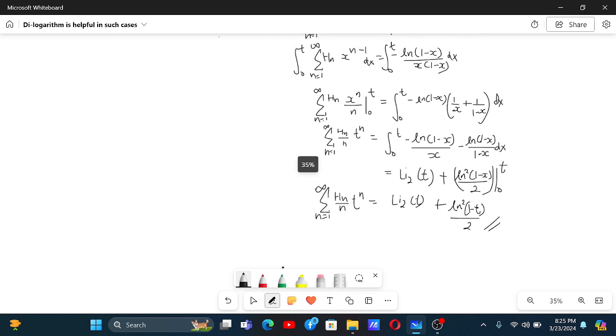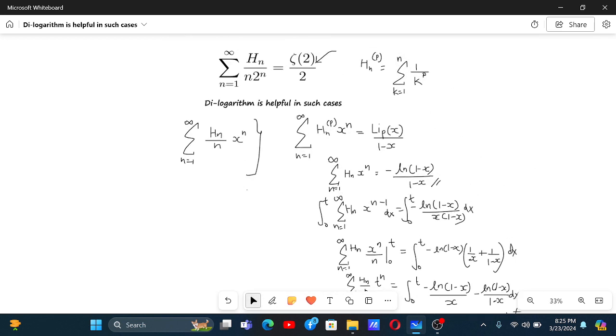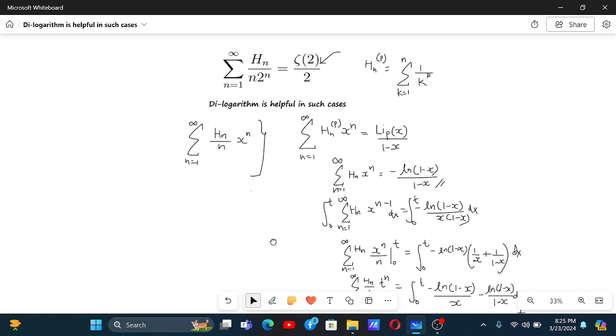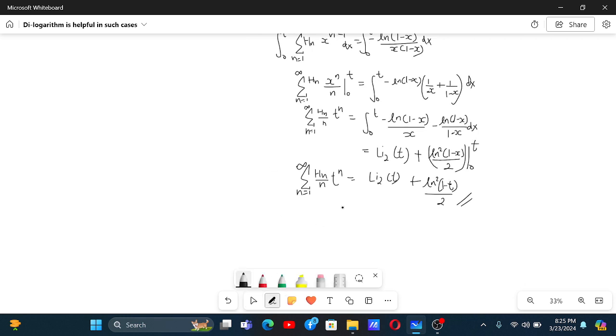Now if you want to substitute t as 1 by 2, that is 1 by 2 to the power n. If we substitute t as 1 by 2, what do we get? We get Li_2 of 1 by 2 plus 1 by 2 ln square 1 by 2.